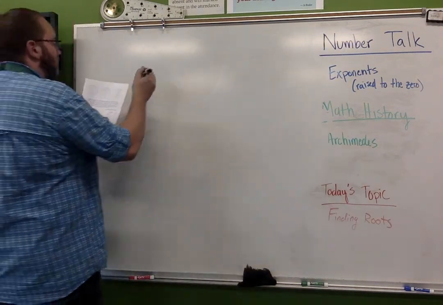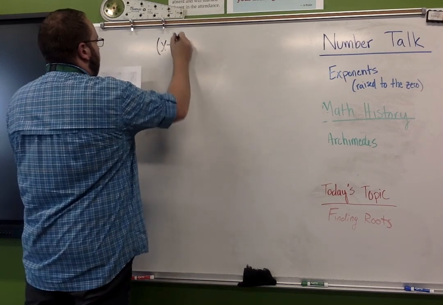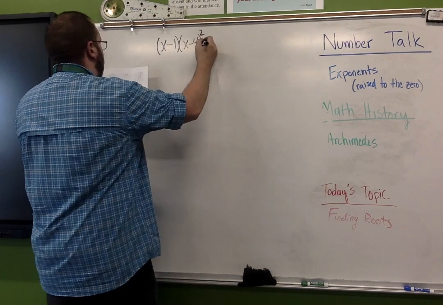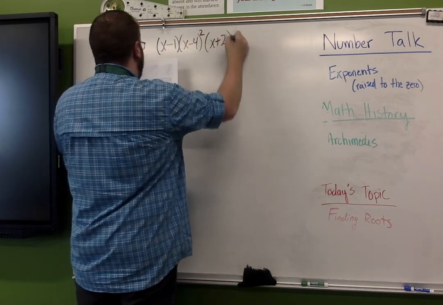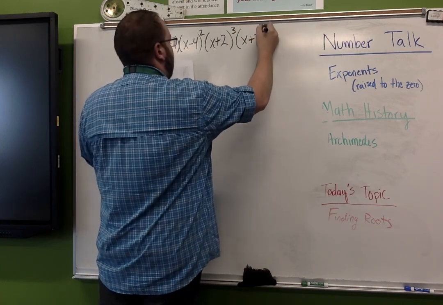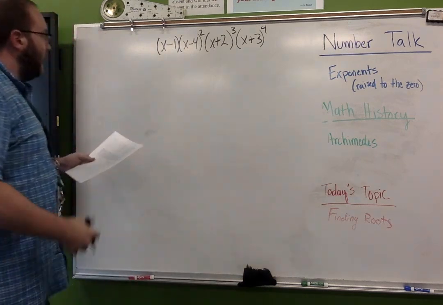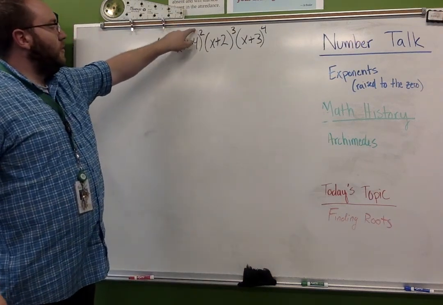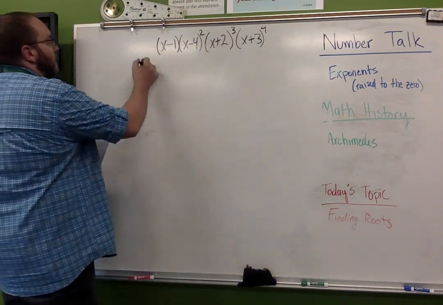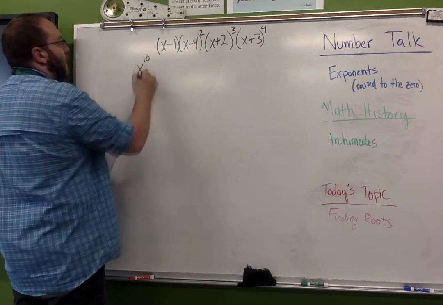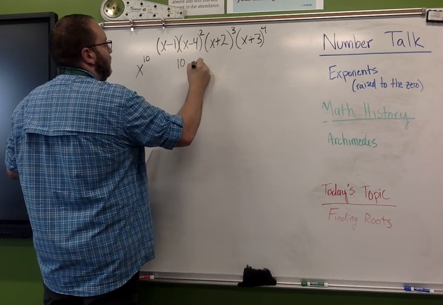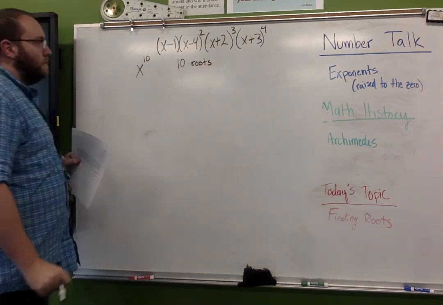So I have here x minus 1 times x minus 4 squared times x plus 2 to the 3rd times x plus 3 to the 4th. Okay, now there's 1 plus 2 plus 3 plus 4, so 7, 8, 9, there's 10 x's here. So if I were to multiply this out, I'd have an x to the 10th power. That means there should be 10 roots.